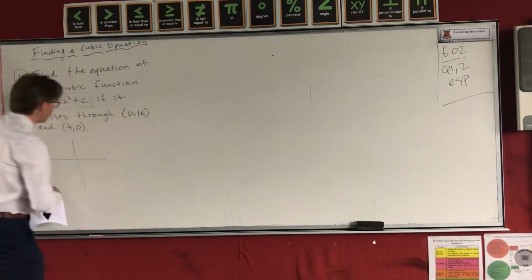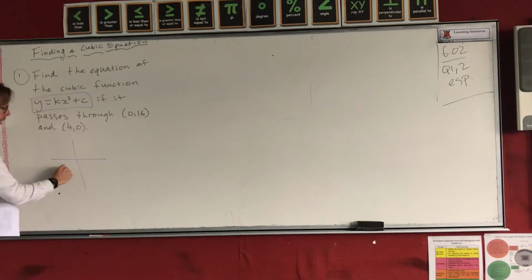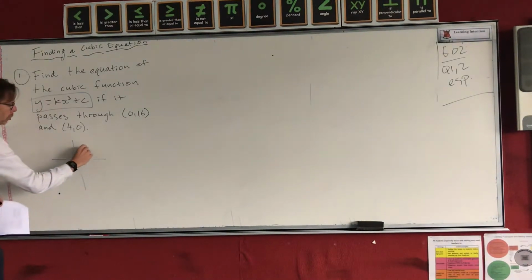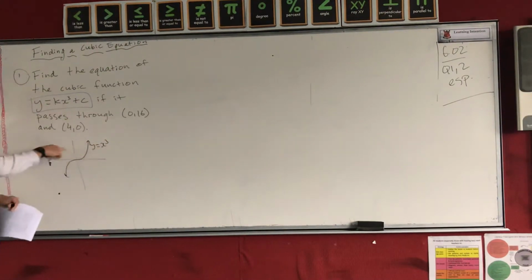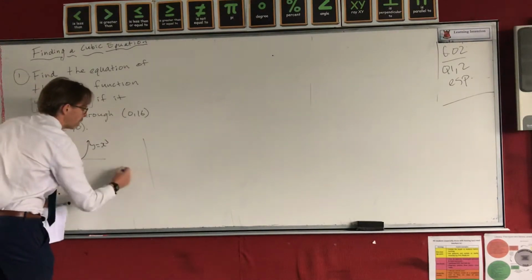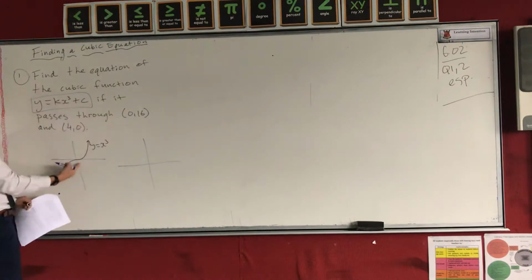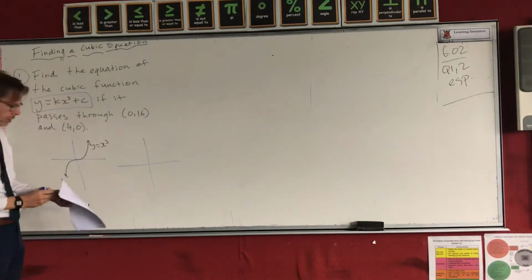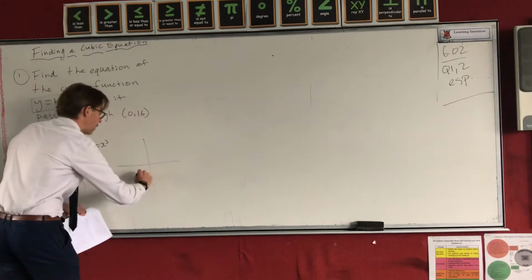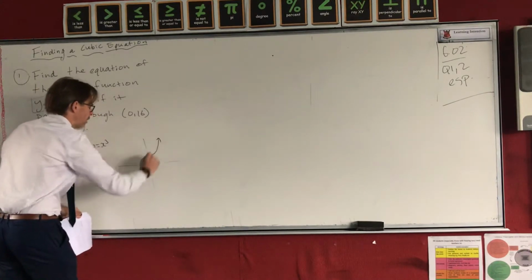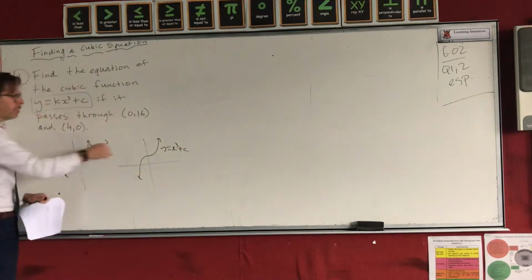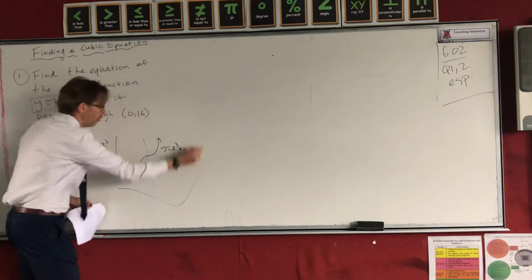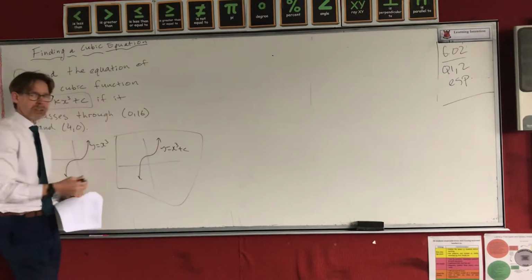This is y equals x cubed, something like that. So y equals kx cubed is going to look something like that. And the plus c just moves that curve up a little bit. So maybe it's like that. That'll be y equals x cubed plus c. So that's the kind of thing we're looking at. We're basically looking at finding the equation of something like this.